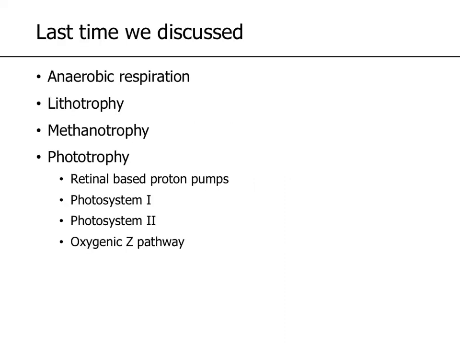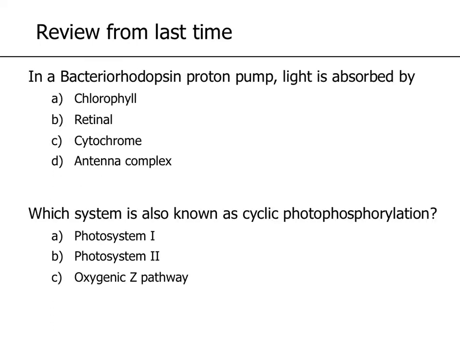Okay, so last time we essentially finished up this long story of catabolism that we had started several weeks ago, and we've talked about anaerobic respiration, so alternative terminal electron acceptors, and then went through this whole set of other sources of where the electrons can come from. So a couple of review questions from last time.